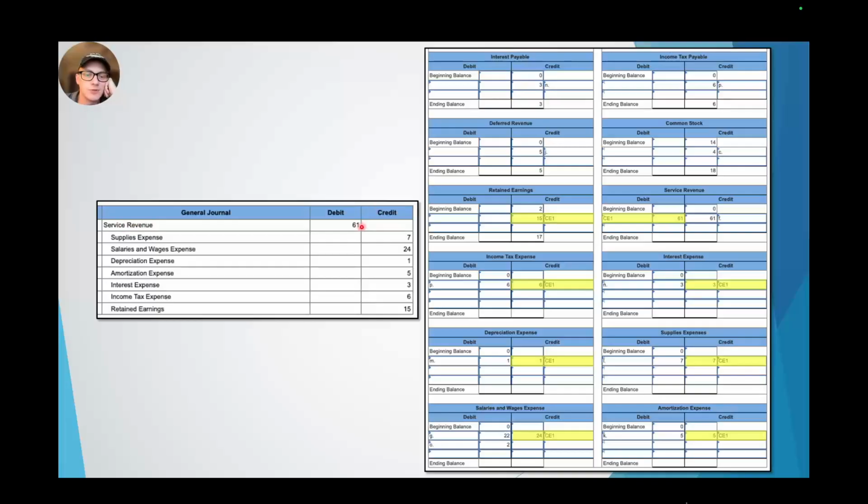So service revenue for 61, that's a debit. We'll come over here, debit for service revenue 61, CE. Same thing, we could look at our retained earnings, 15. This end balance, like I said before, is still important. 7 for the supplies expense on the credit side. Supplies expense, where are you? 7 on the credit side, and that repeats for all these. So only our revenues and expenses will get a closing entry related T account entry.